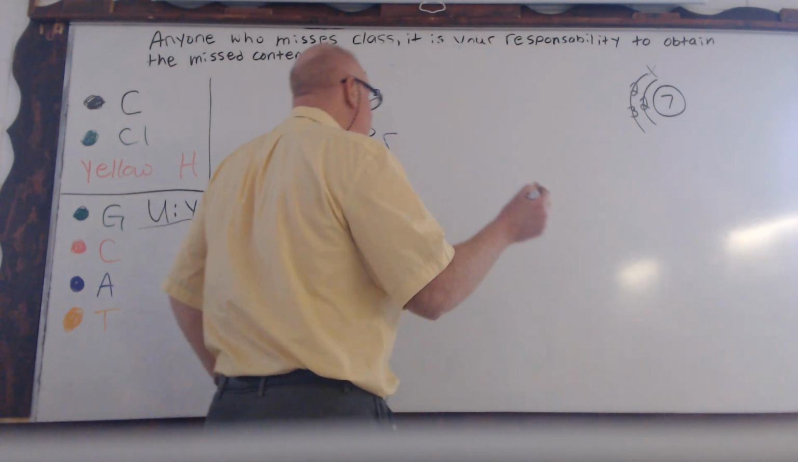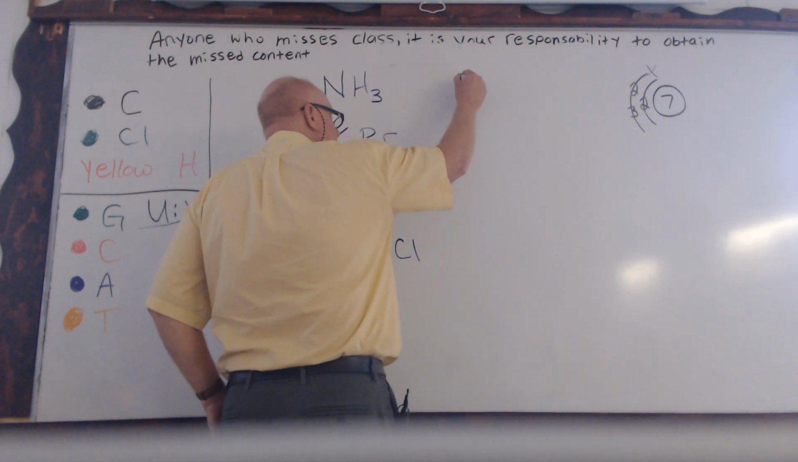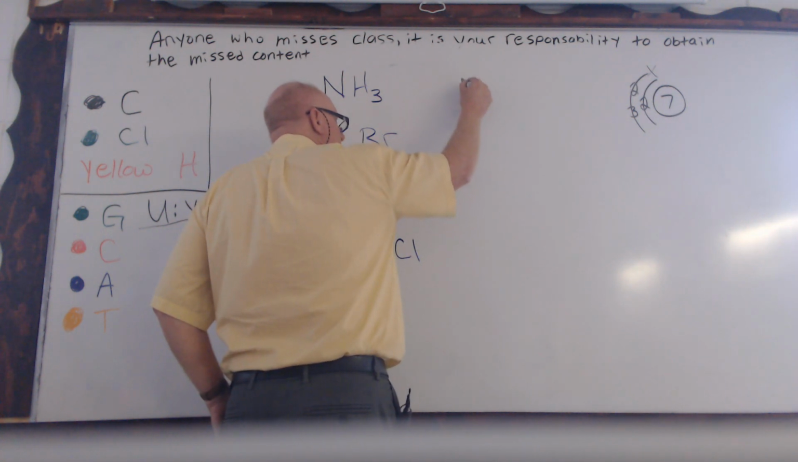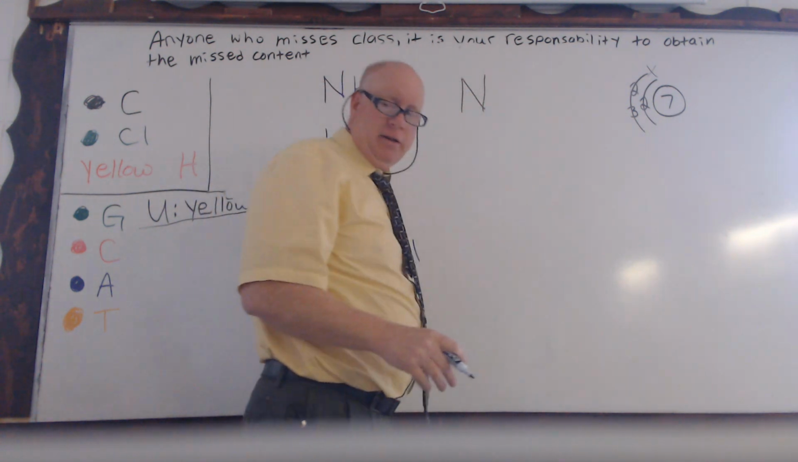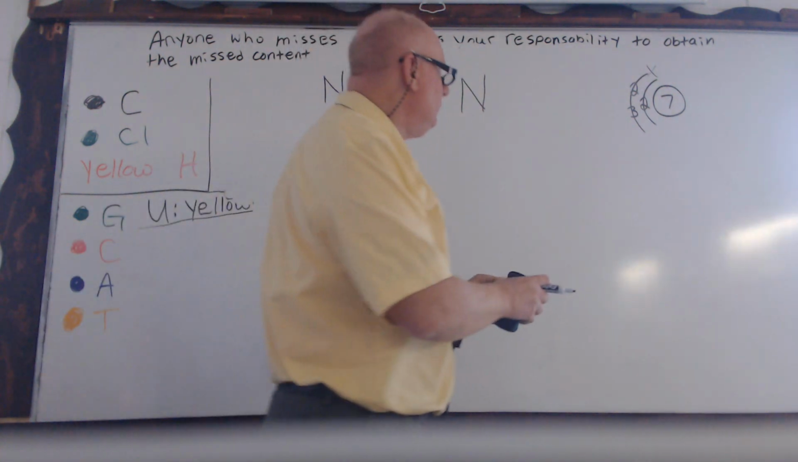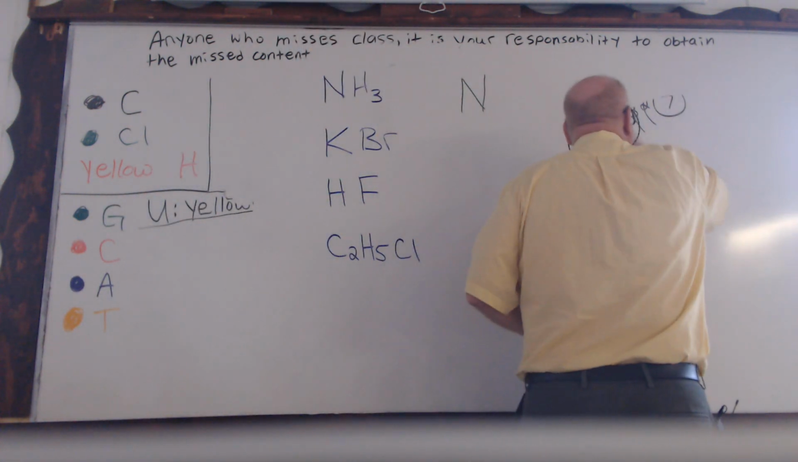So therefore, we start with our nitrogen, and how would you like to denote those 5 valence electrons? X's. Okay.